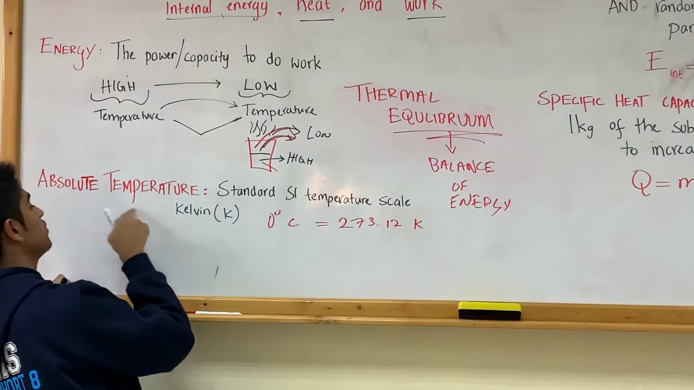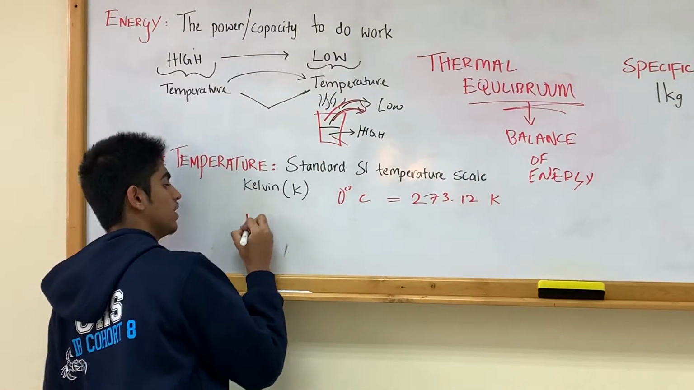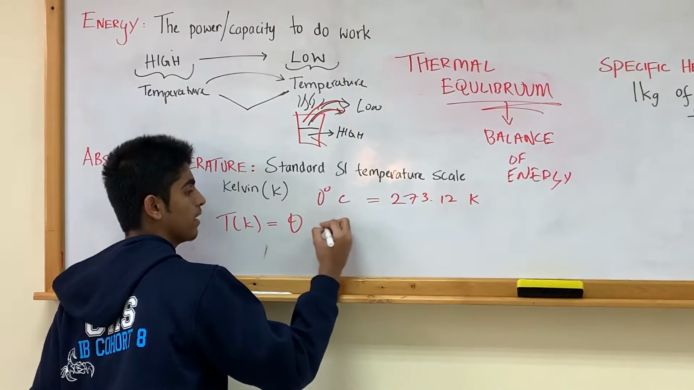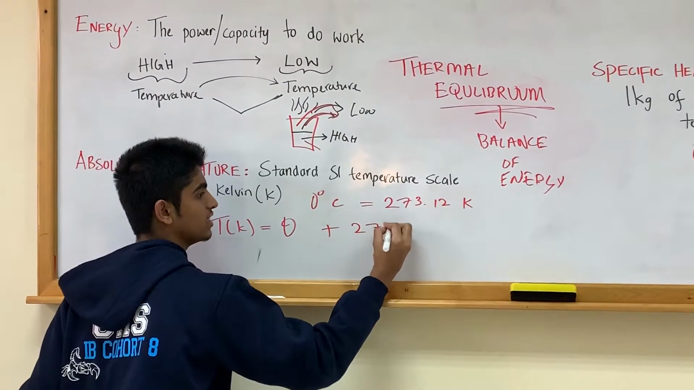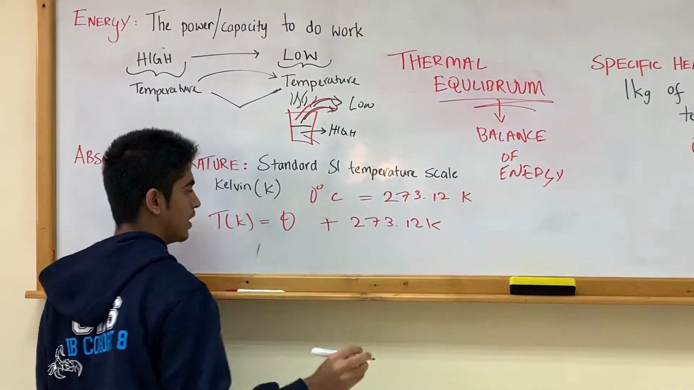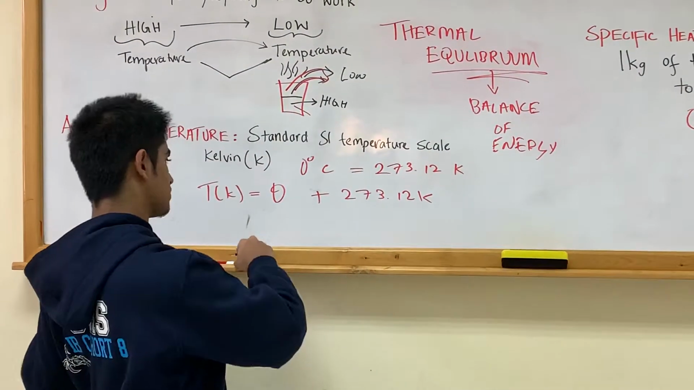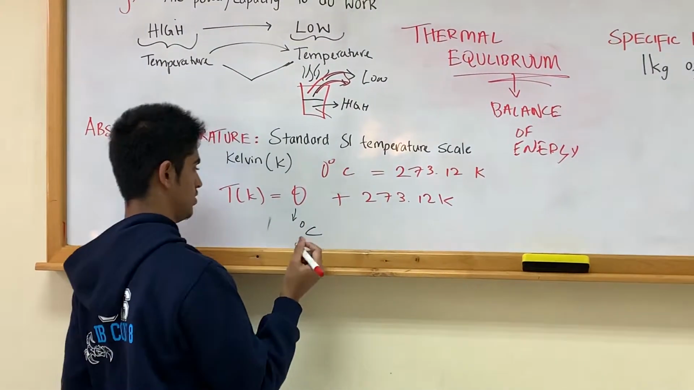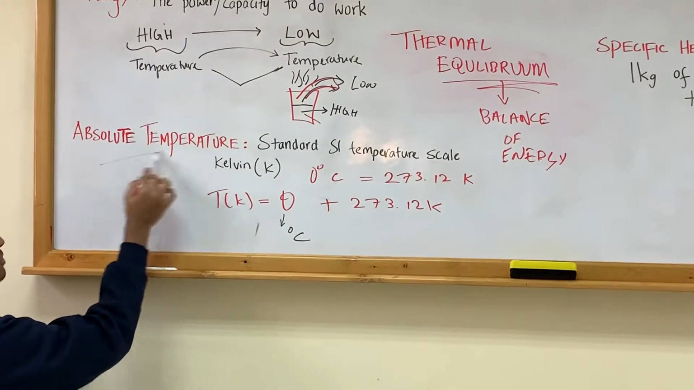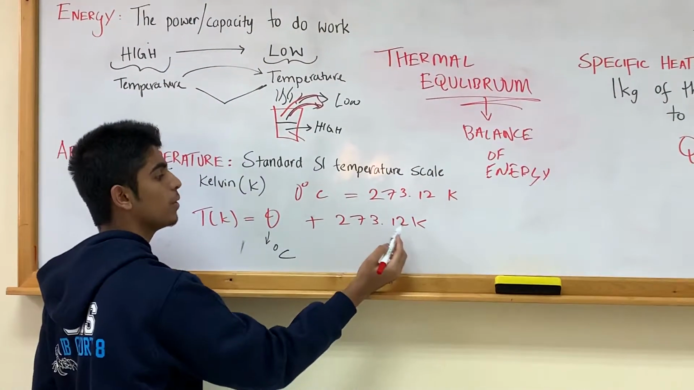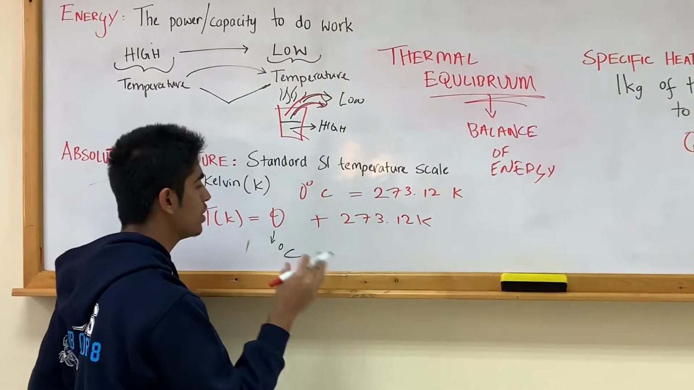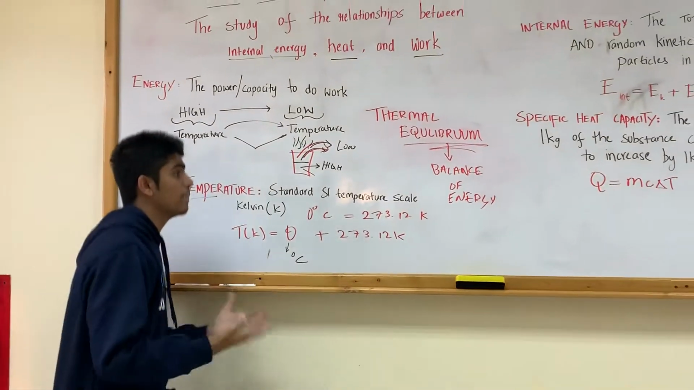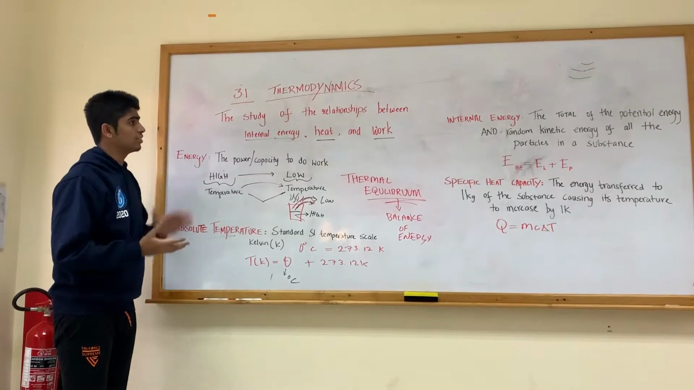Therefore, to calculate absolute temperature, we have the formula T of K is equal to theta plus 273.12 Kelvin. Now what this means is that theta is the temperature in degrees Celsius, T of K is the absolute temperature, and 273.12 Kelvin is the addition in order to find the total temperature in Kelvin. This was the basic fundamentals of thermodynamics.